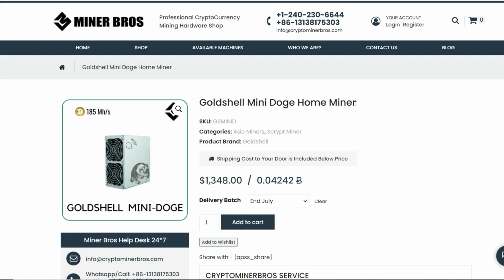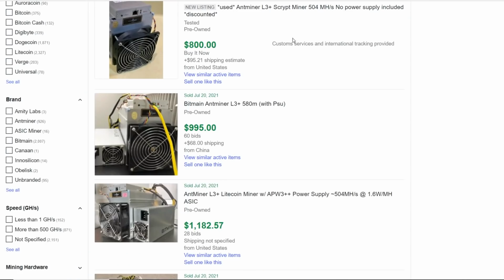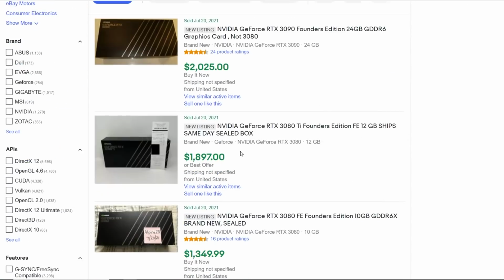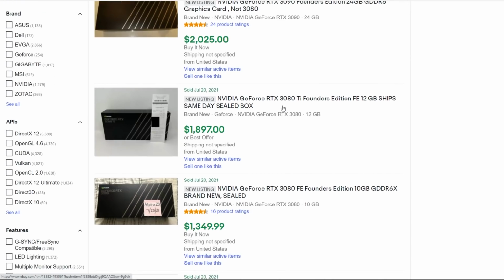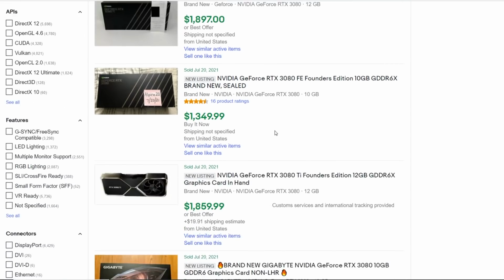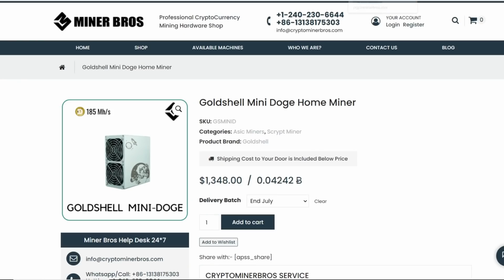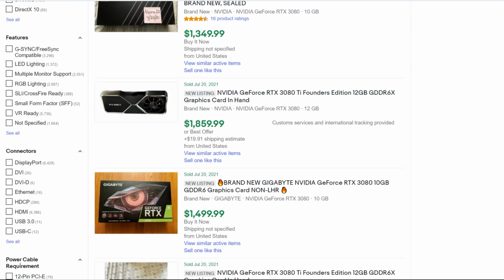But would I buy one? No. I would most likely invest in a graphics card at this price, or a graphics card like an RTX 3080 like I showed earlier. Or you can buy a few more, lesser powerful GPUs for mining, like maybe a 3060 Ti, 3060, or 2070 or something. You can buy maybe two of those versus one of these Goldshell Mini Doges.